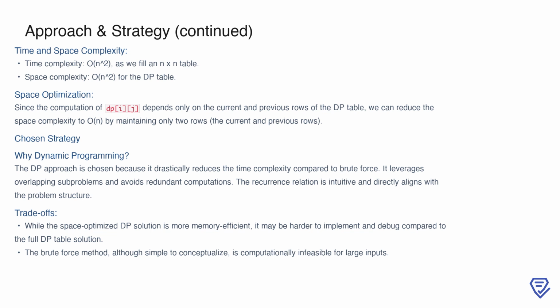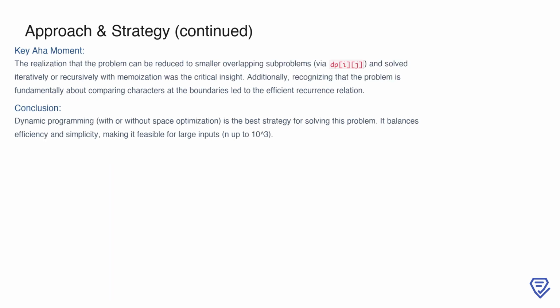While the space-optimized version is more efficient, it can be harder to implement and debug. On the other hand, the brute force method, though conceptually simple, is computationally impractical for large inputs, reinforcing why the DP approach is superior. The key insight, or aha moment, in this problem is realizing that it can be broken down into smaller overlapping subproblems using the relationship dp[i][j].